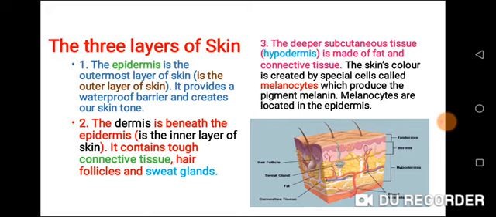The 3rd layer is hypodermis, the deeper subcutaneous tissue. Hypodermis is made up of fat and connective tissue. The skin's color is created by special cells called melanocytes. Melanocytes produce the pigment melanin. And when you talk about melanin, melanin is a dark pigment in the hair and skin.